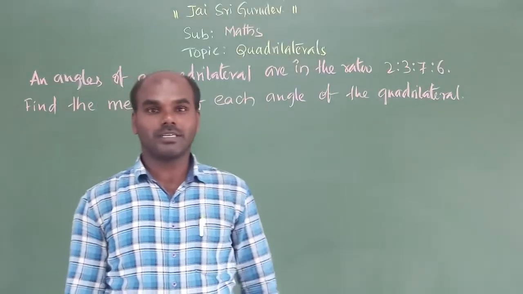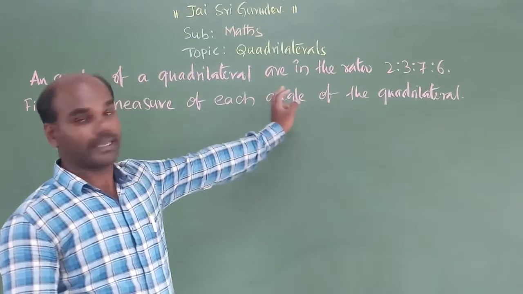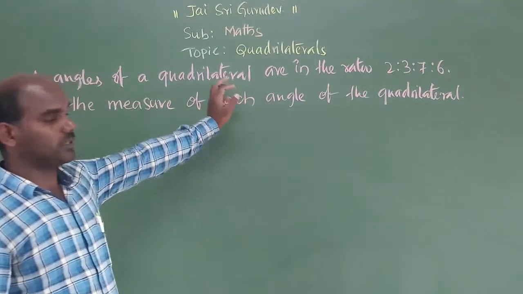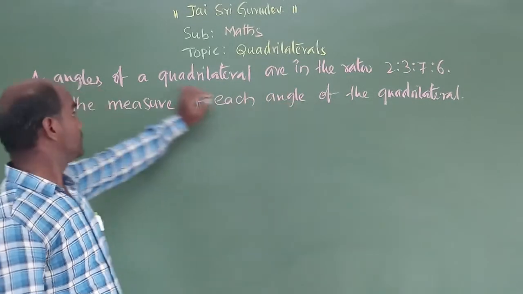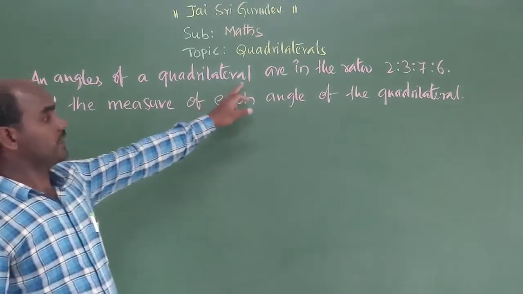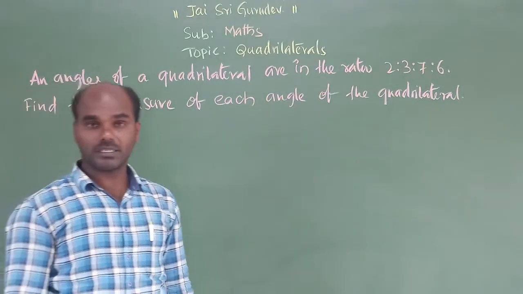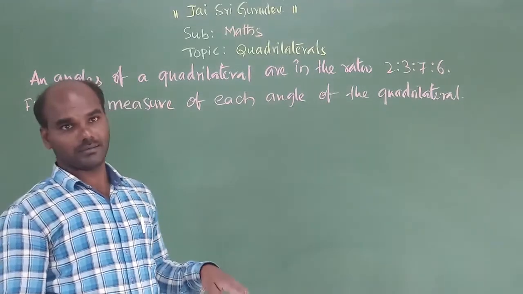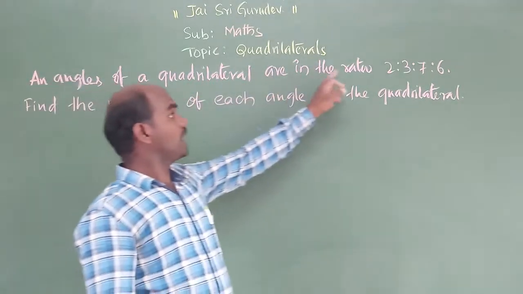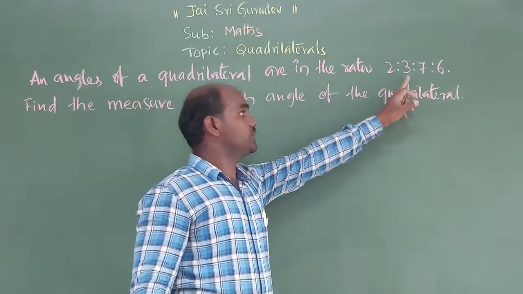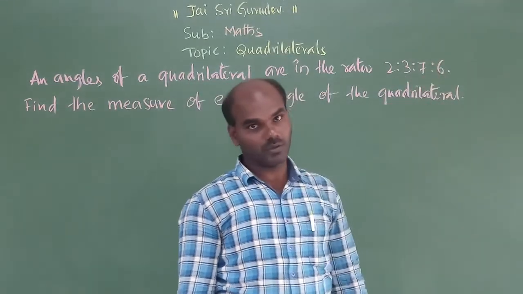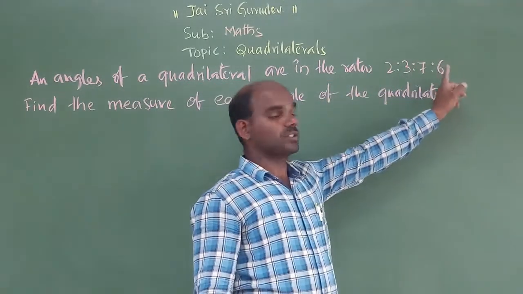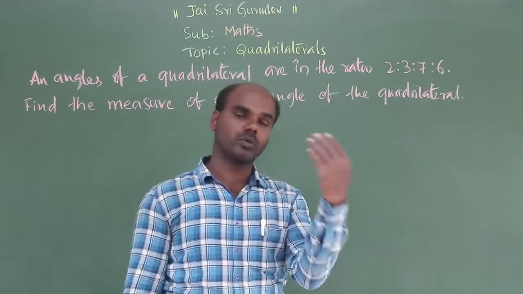Dear children, we are going to one more example, based on those angles only. But first you have to understand the question I have given, please. The angles of the quadrilateral. How many angles are there in the quadrilateral, children? Totally 4 angles, no? So the ratio is given. What is the ratio? 2:3:7:6. Okay, 4 angles, and the ratio is also given.